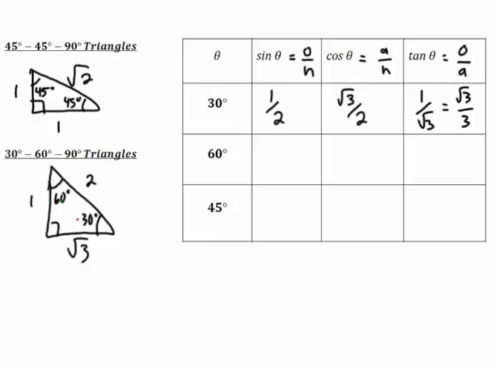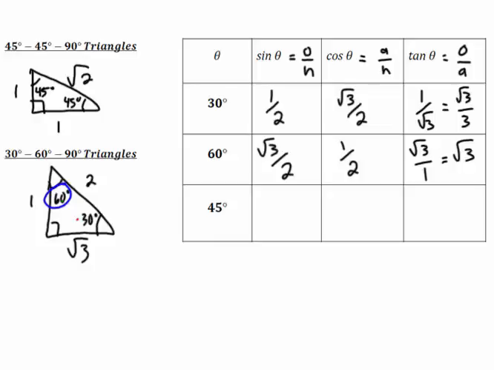Now what about 60 degrees? And we can do the same idea here. If we want the sine of 60 degrees, now we just have to consider that the opposite is a different side. The opposite of 60 is root 3, and the hypotenuse, still 2. The adjacent to 60 for cosine is 1 over hypotenuse, 2, and the tangent of 60 is opposite over adjacent, root 3 over 1, which we just write as root 3. Now notice that the sine of 30 and the cos of 60 are the same. That's going to become very important.